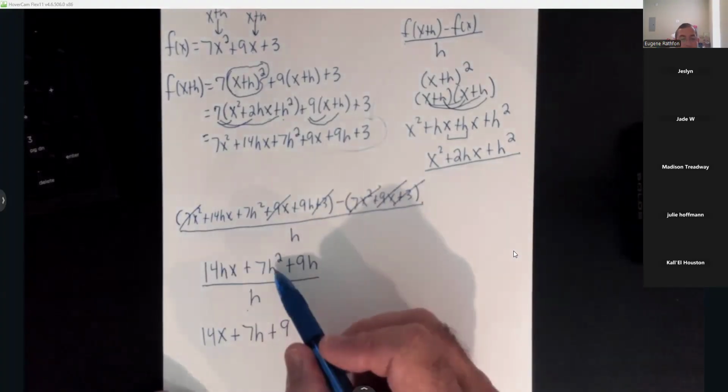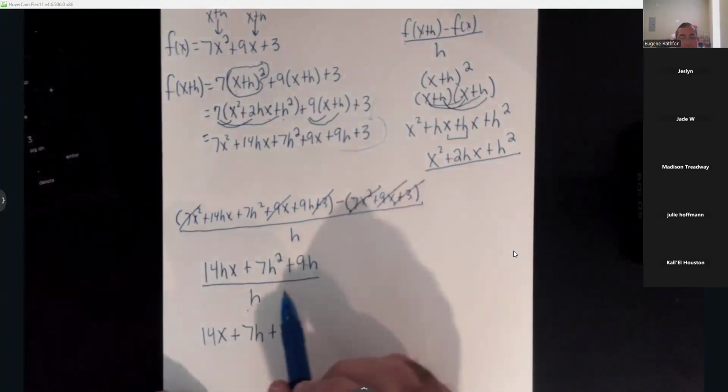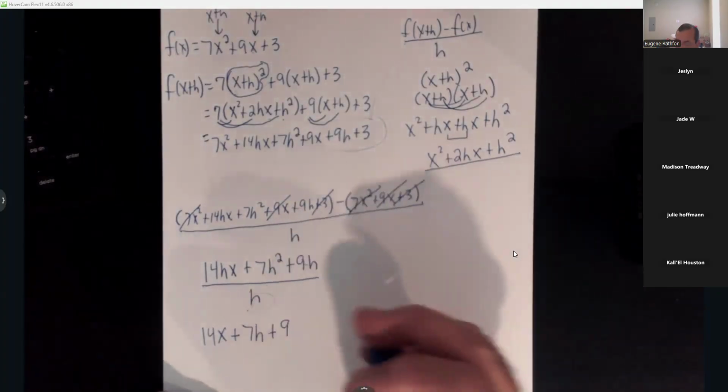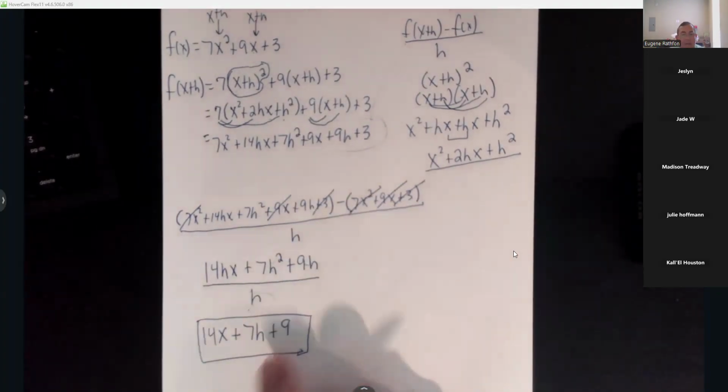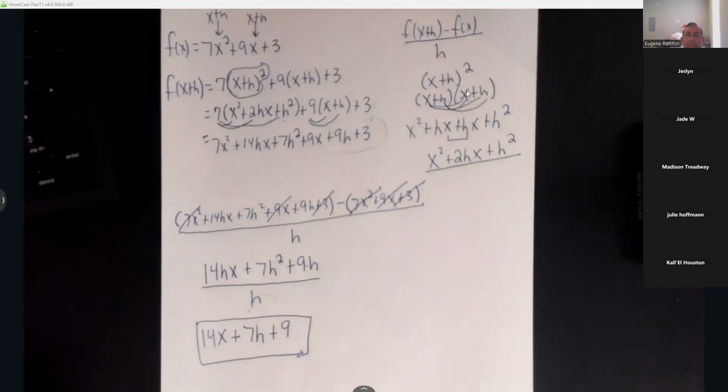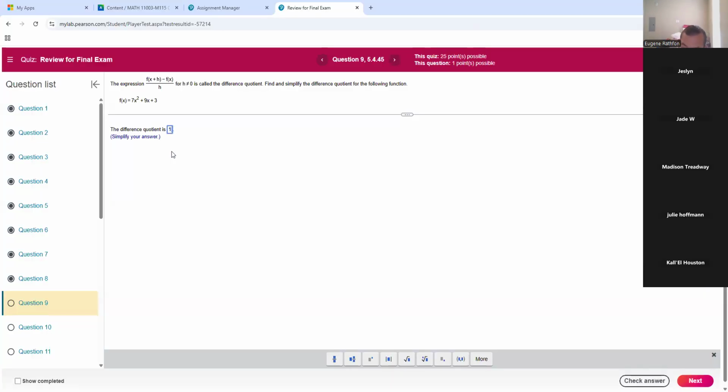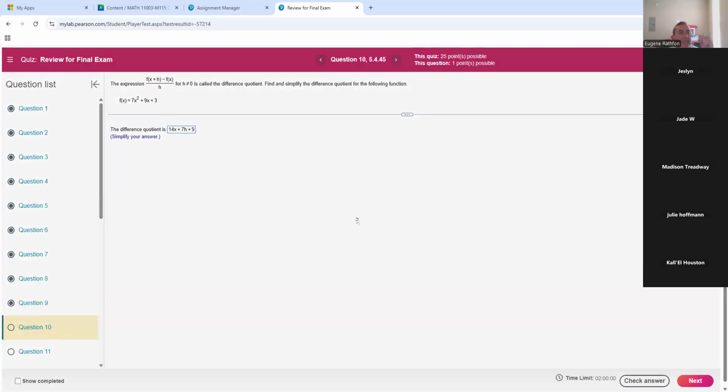So you got to take one h away from everybody on the top when you're dividing by the h on the bottom. All right, so that's what MathLab wants. So let's go put that in. So that we actually had to write out, right? 14x plus 7h plus 9. So write that answer in and then hit next.